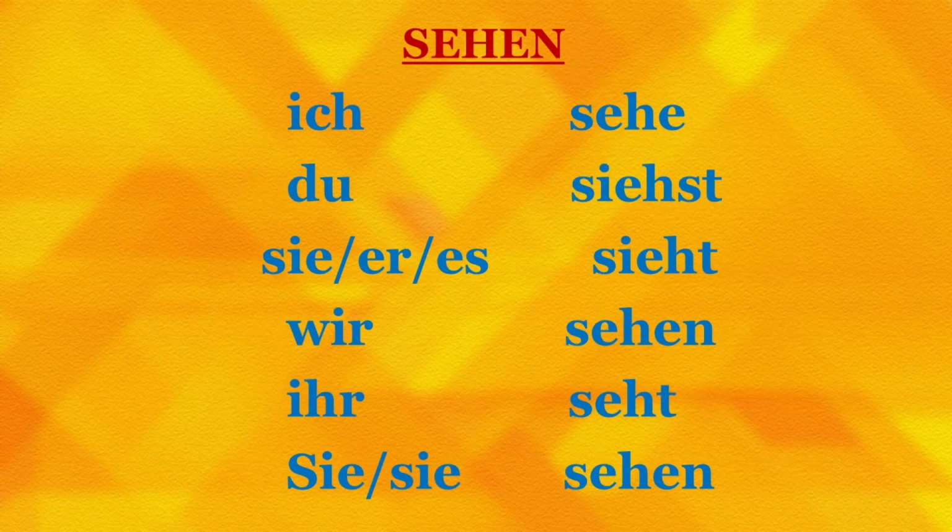Let us move ahead. Sehen. Sehen means to see. Conjugation. Ich sehe, du siehst, sie es sieht, wir sehen, ihr seht, sie sehen.